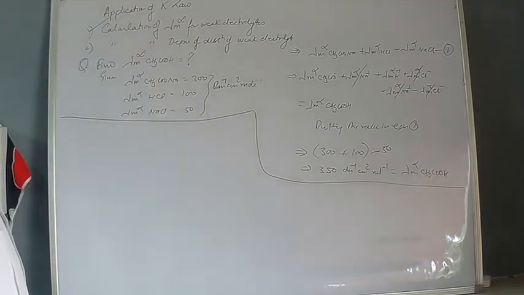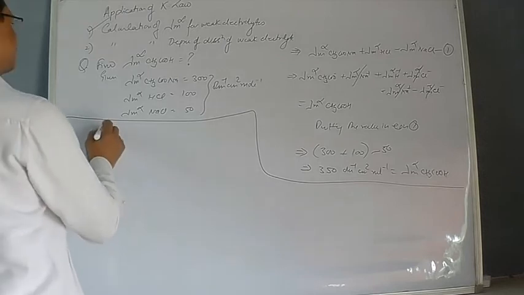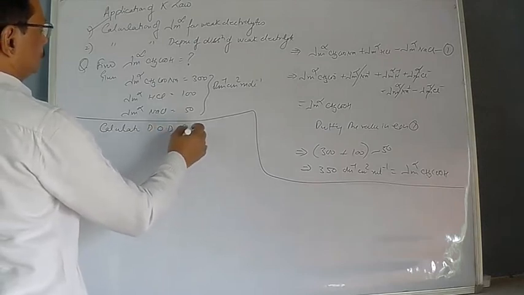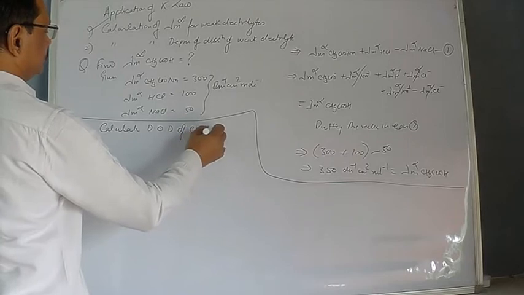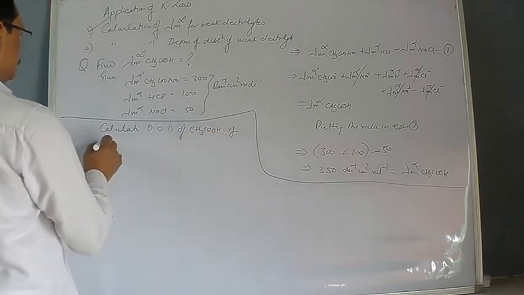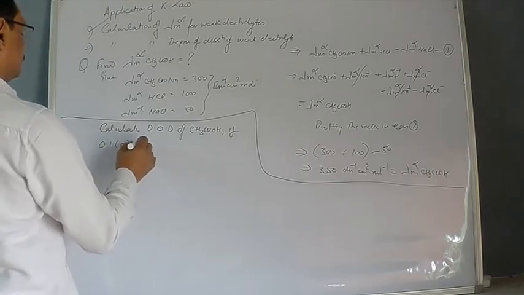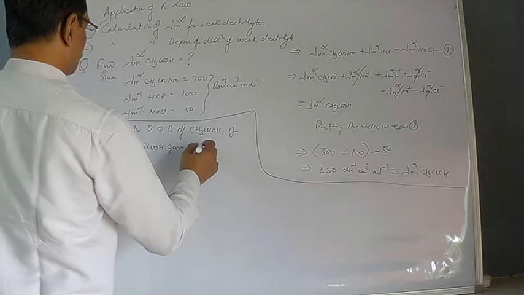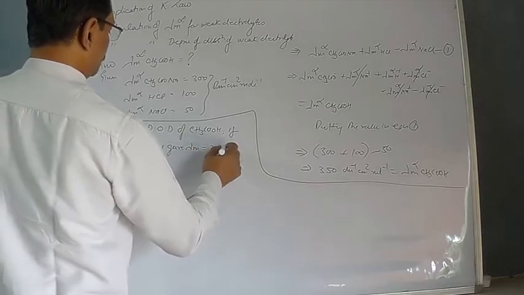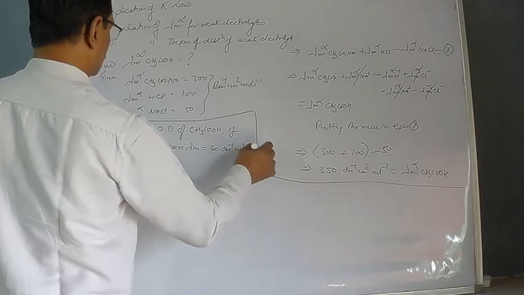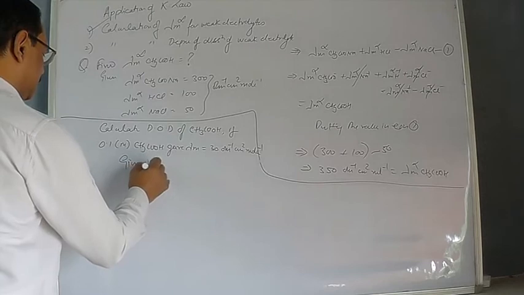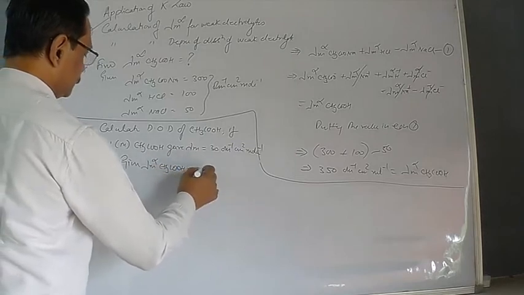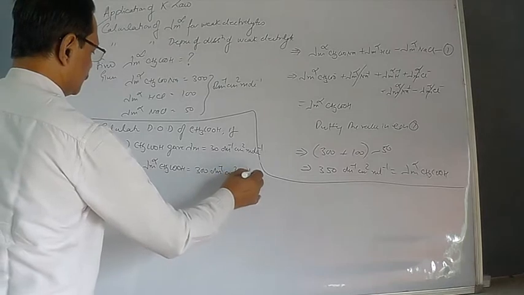Now we are going to take the second part. Calculate the degree of dissociation of acetic acid if 0.1 molar acetic acid gave molar conductance equal to 30 ohm inverse cm square mole inverse, and given lambda m infinity of acetic acid, which was already calculated previously, 300 ohm inverse cm square mole inverse.